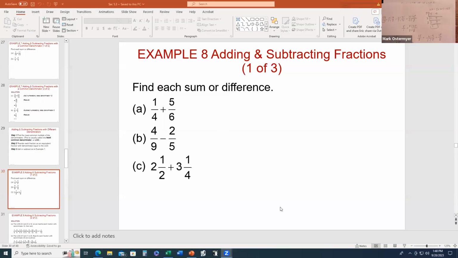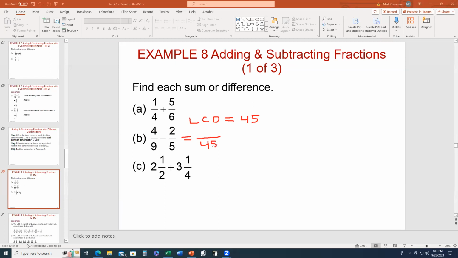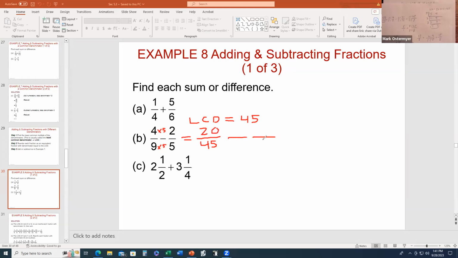So we know the common denominator is what? 45. The next job is to build these fractions up into equivalent fractions that take on the denominator of 45. So what do I multiply the first fraction by? What do I multiply 9 by to build it up to 45? 5. So we're going to have to multiply this first fraction by 5 over 5 to build it up into an equivalent fraction, which is going to be 20 over 45. Minus, what do you multiply 5 by to build it up to 45? 9. You got to multiply the numerator by 9. So what's 2 times 9? 18. So 18 45ths is equivalent to 2/5.